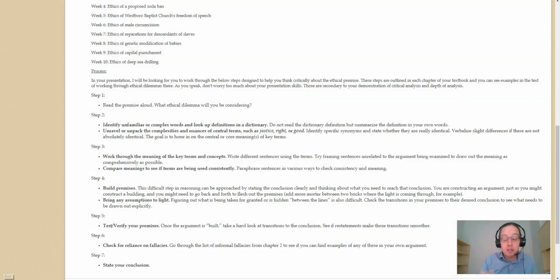So the first step is for you to read your premise aloud. What ethical dilemma will you be considering? So for me, step one, my premise. Protesters from Westboro Baptist Church should be censored because their speech hurts American heroes. Okay, so it's just like a rough draft. This is my premise. I believe that protesters from the Westboro Baptist Church should be censored because their speech hurts American heroes.